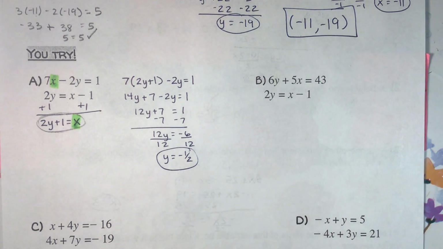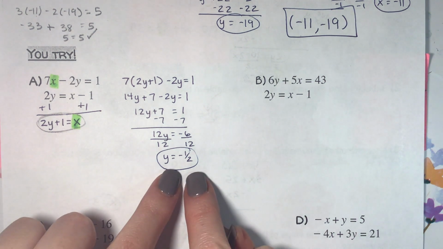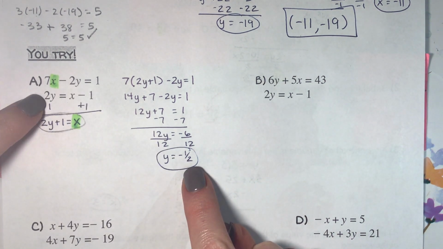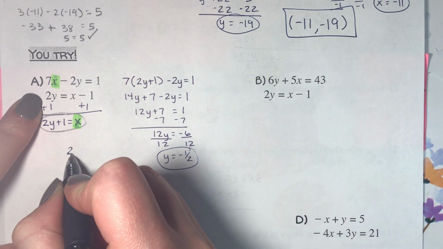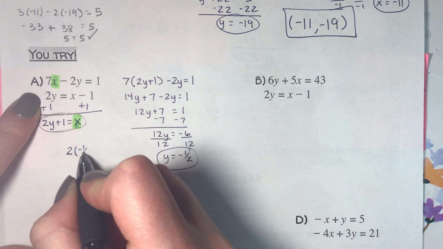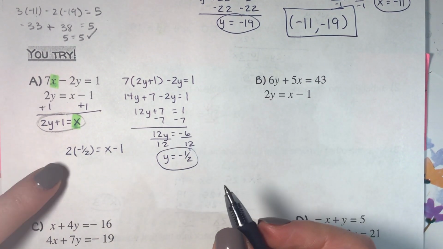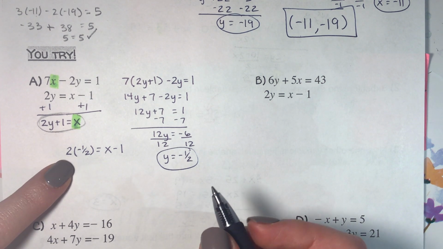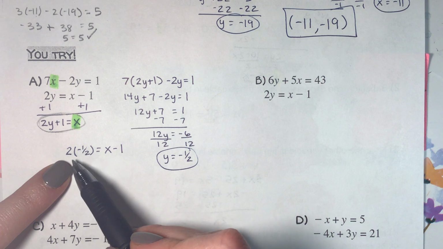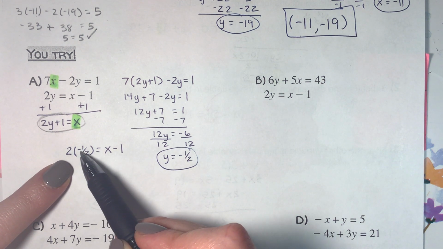Don't freak out. It's okay that it's a fraction, and it's an easy fraction at that. It's just negative 1/2. Okay, I'm going to take this and substitute it now into this lower equation. So this is 2 times negative 1/2 is equal to x minus 1. 2 times negative 1/2. Ignore the negative for a second and ask yourself, what's half of 2? Half of 2 is 1. Now make it negative because of that negative sign.